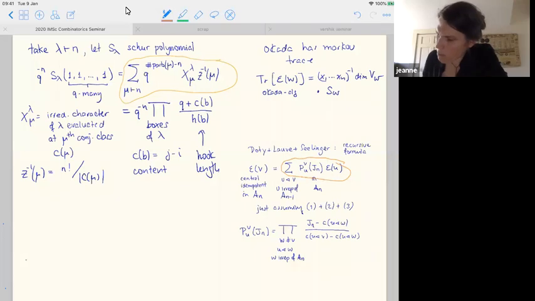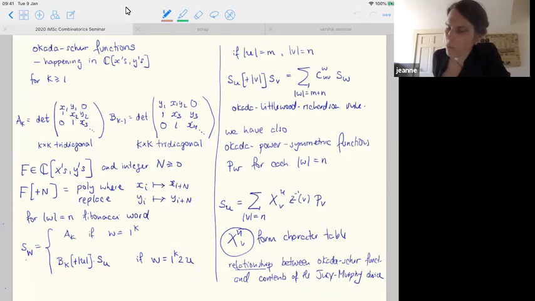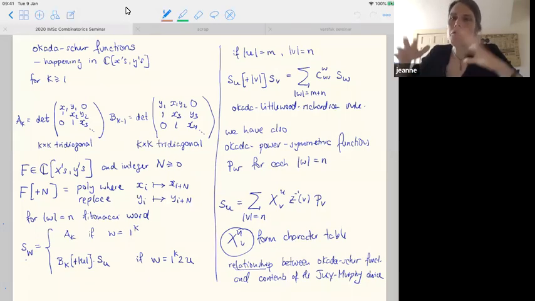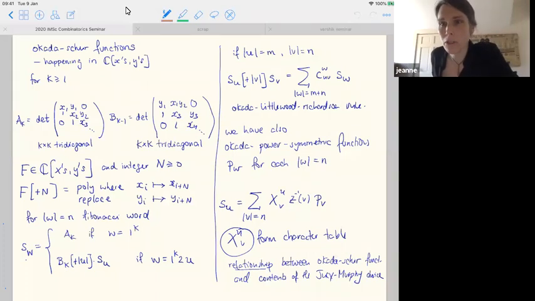This vector space of polynomials in x and y's is not really the true ambient universe. I would say what you should do is, for every Fibonacci word, define a certain monomial in X's and Y's. And then the universe where everything should happen, the ring of symmetric functions, if you like, should be the span of these special monomials.